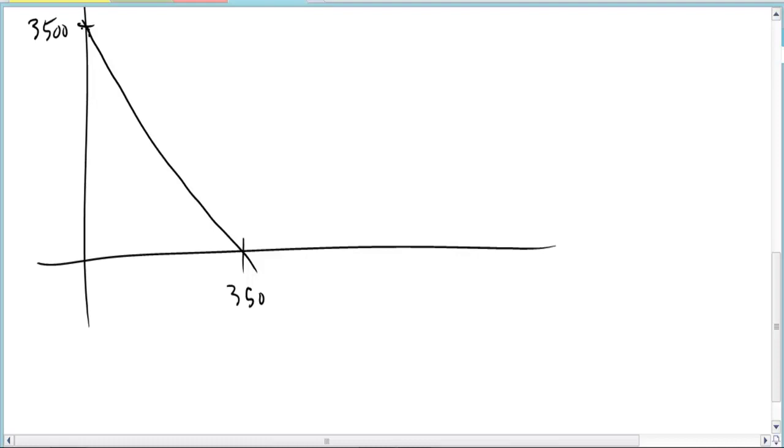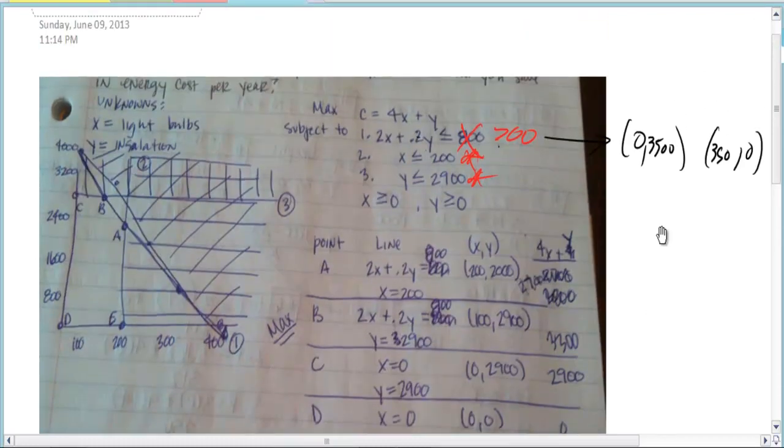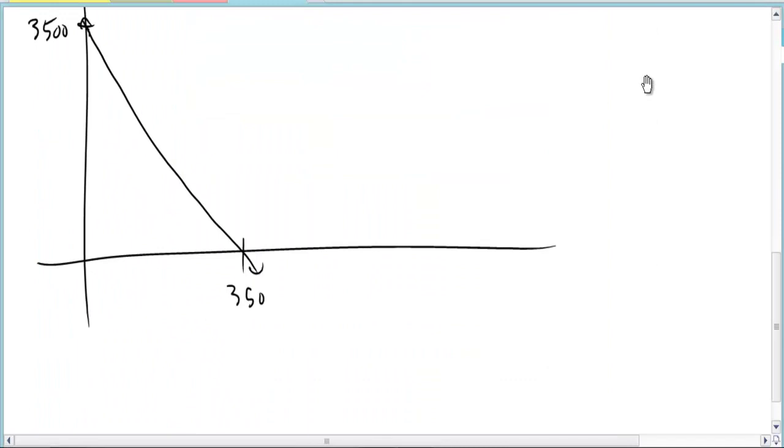There we are. Now, how are we going to shade this? Well, let's go to our test point. So when I substitute in 0, 0, 0 plus 0 is less than or equal to 700. That is true. So therefore, I must be shading down. I'm shading in. Okay, so now let's graph our next line.